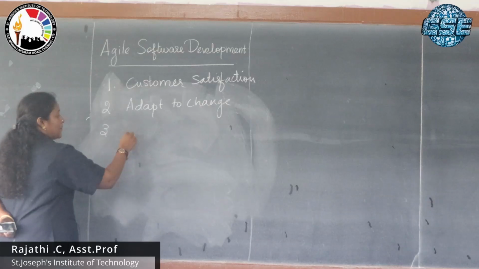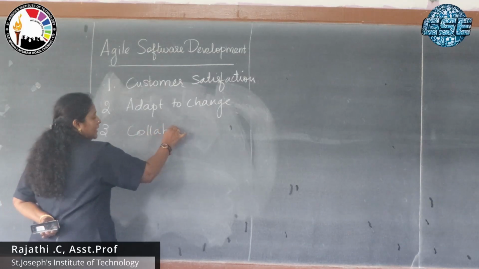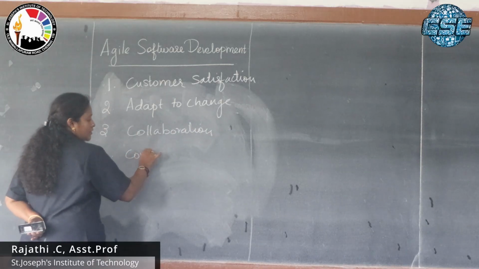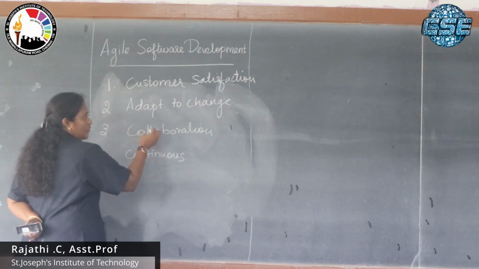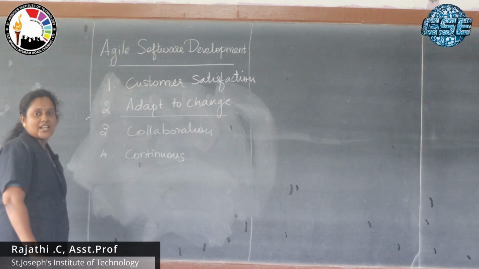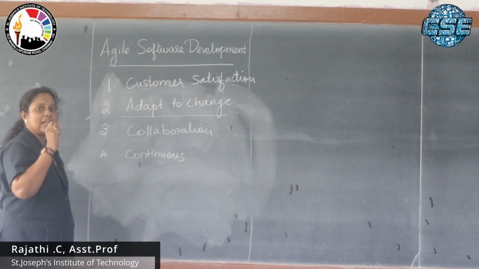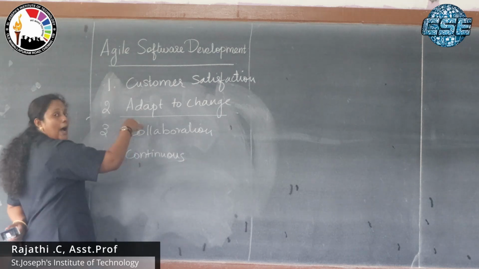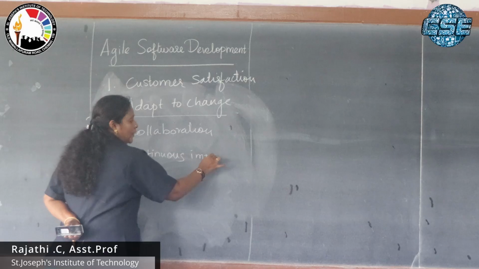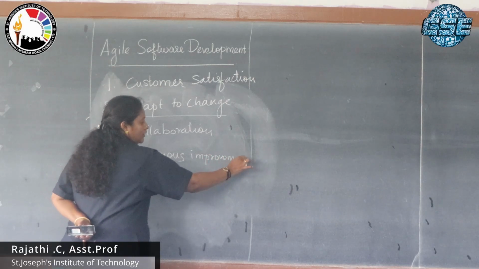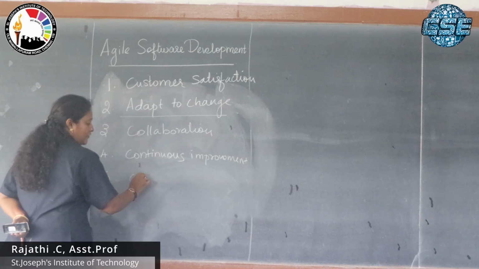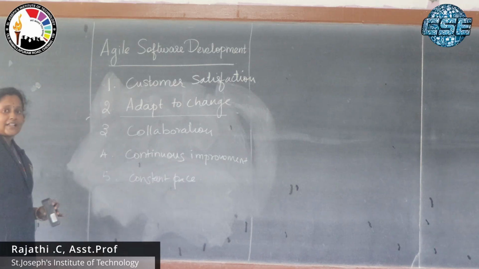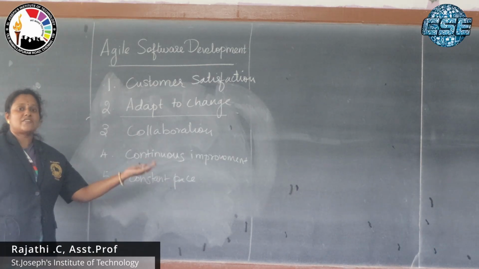Then the third one is collaboration. So it is going to support collaboration, right? Then continuous improvement. So we are going to make changes in every phase. Whatever difficulties or flaws are identified in any phase, we can update and make the improvement, right?